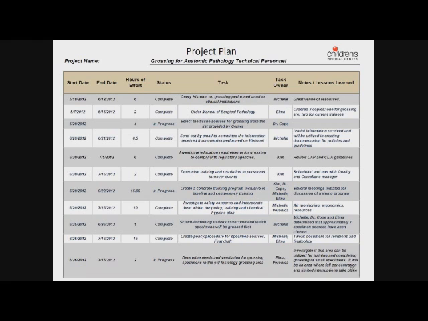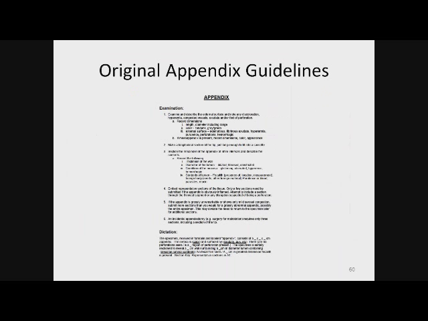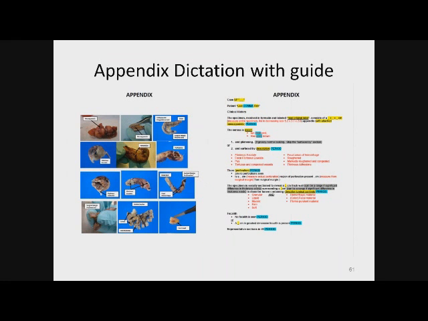This is an example of their project plan for grossing anatomic pathology technical personnel. Again, this is how they started the program of how are we going to begin Histotechs grossing, all the way up to the point of we now have them trained and ready to gross. They have policies on exactly what types of tissues the Histotechs gross. Again, I would classify them as level 1 tissues as described earlier in the talk. And they also have some guidelines for each individual tissue.